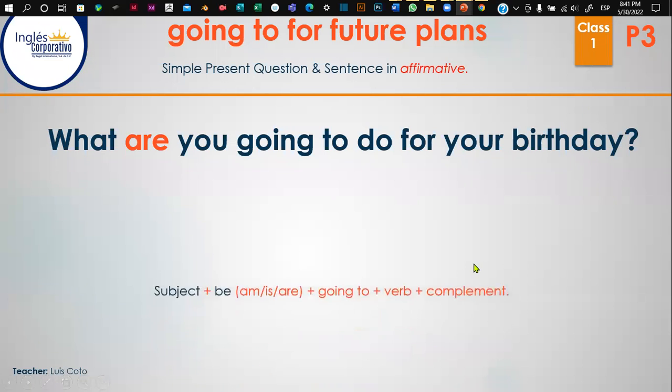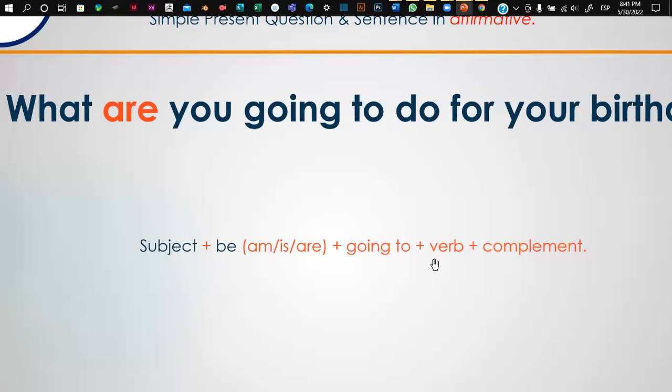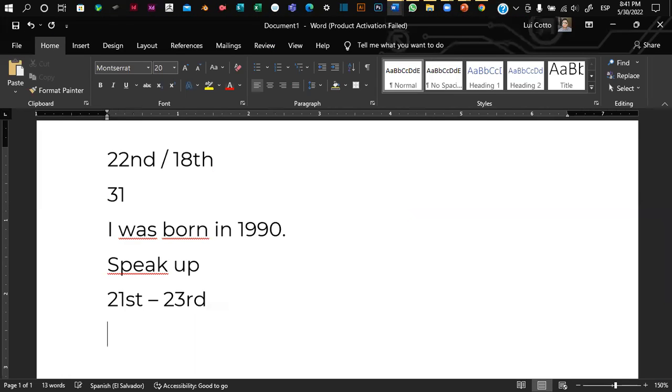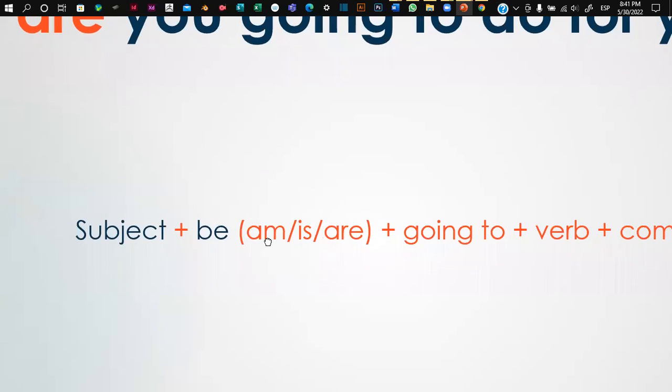Okay, we answer using this. Necesitamos responder usando esto. Okay, this is like the structure. What is the first part? La primera parte, the subject. Okay, let's repeat, subject. Subject. Okay, next we have B. We have B. But we don't say B. No decimos IB. No, IB no. We need to use the correct form. The first form is?